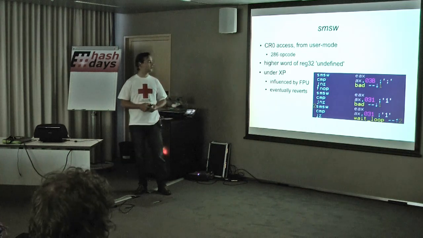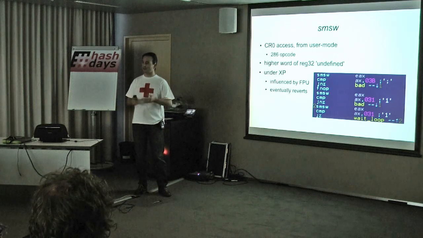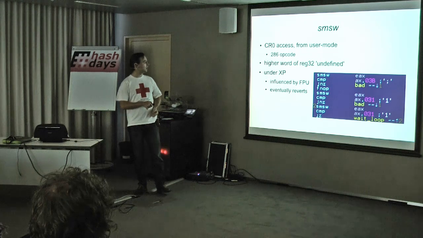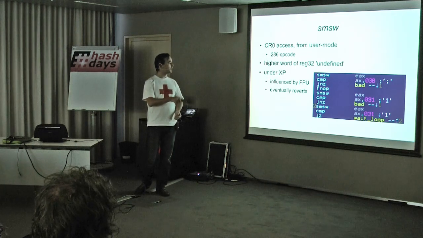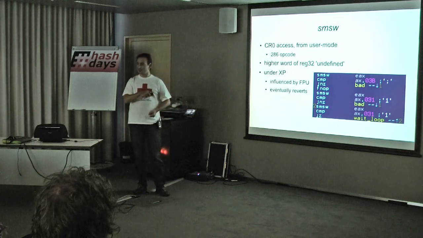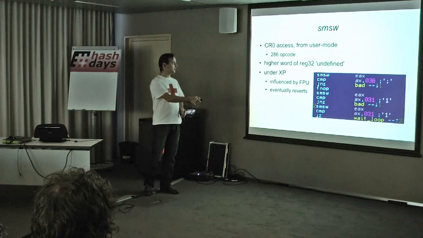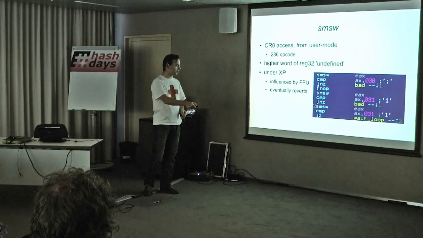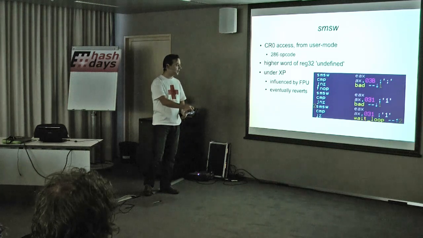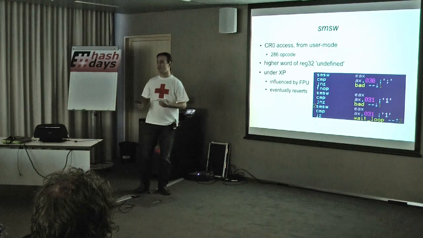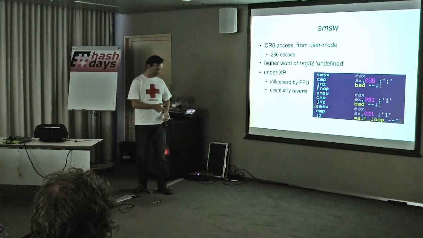I don't know why they say that, because it's actually the value of the higher bits of CR0. And under XP, when you do an FPU operation, the value of CR0 will be modified and eventually revert by itself. So you do a store machine status word and expect a result, then you do an FPU operation and the result should be different, and then eventually the result will revert to the original value. So it's quite a tricky and unexpected anti-emulator.